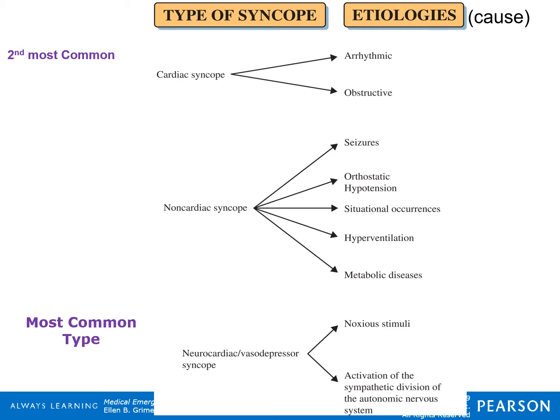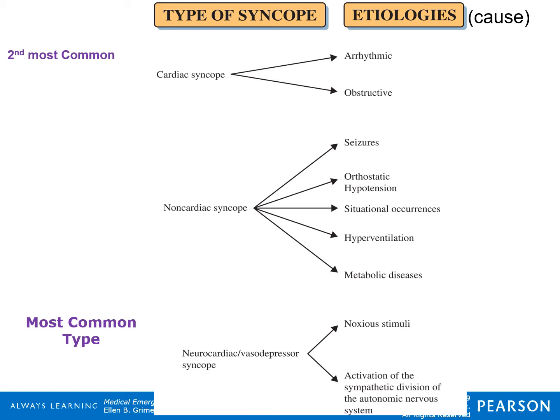We have the most common type, which is down at the bottom. The most common type is the neurocardiac or vasodepressor syncope. That has to do with the heart, the nerves of the heart. And the second is at the top. It has to do with the heart, cardiac syncope. And then you have the types of syncope which are non-cardiac. They don't have anything to do with the heart.